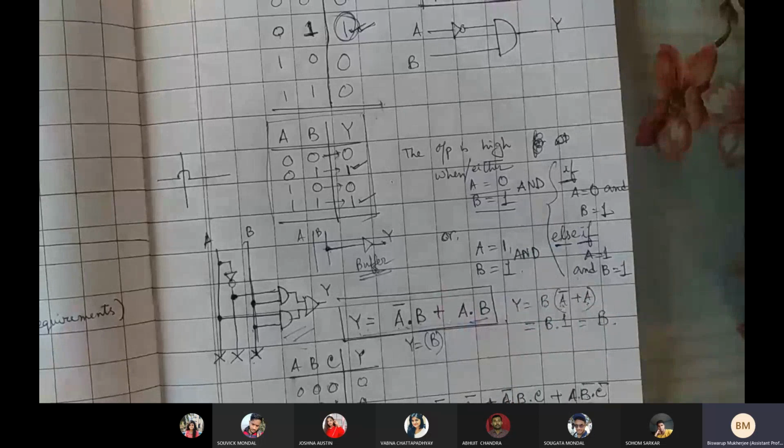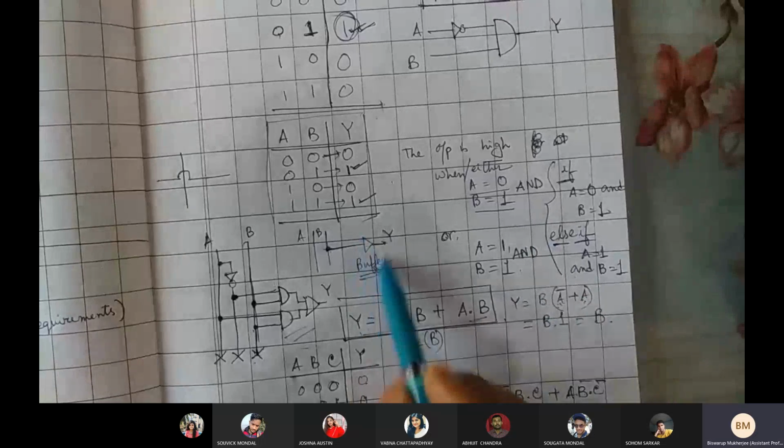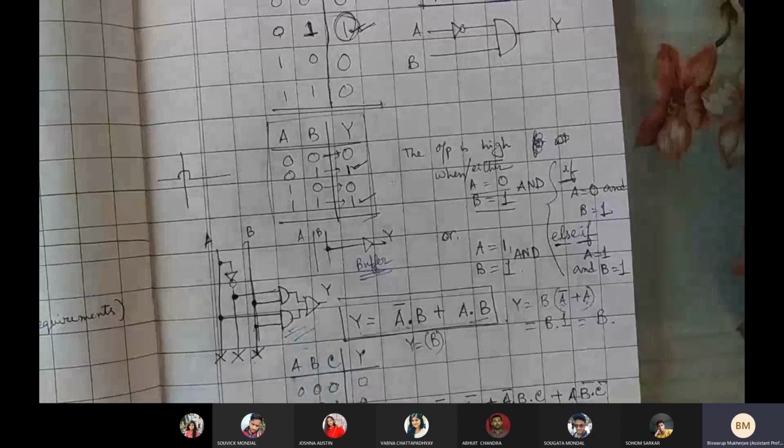Even if we are using some buffer, this is still a much simpler circuit compared to this one, and this circuit will also produce the same output, right? So if Y equals B, it is actually producing the same output. So why should we go for the other one? Because it will be costlier. The cost is higher.